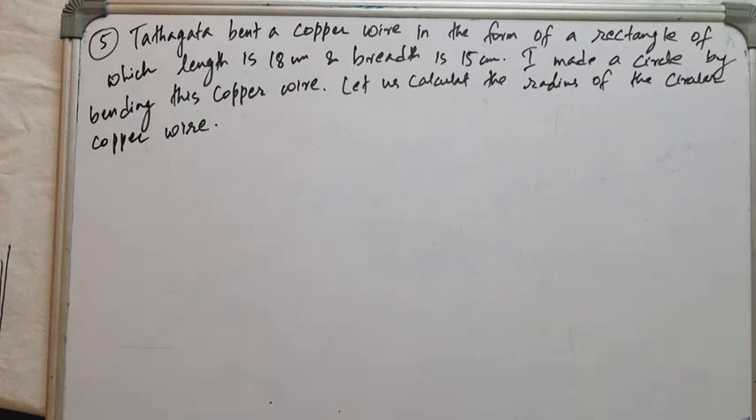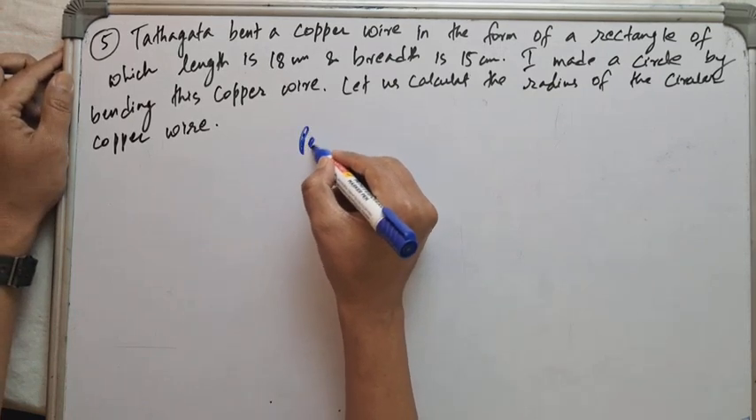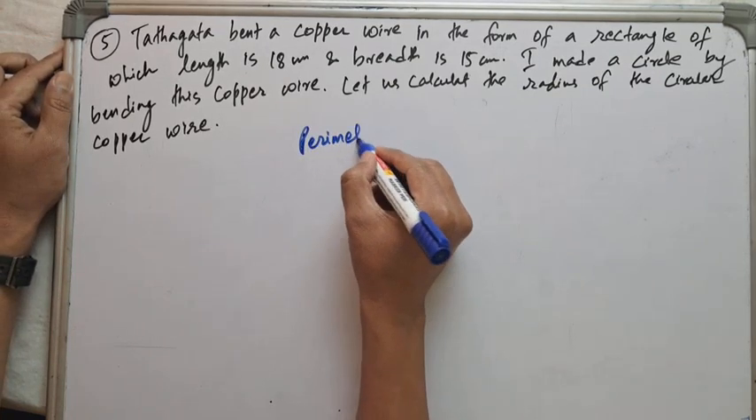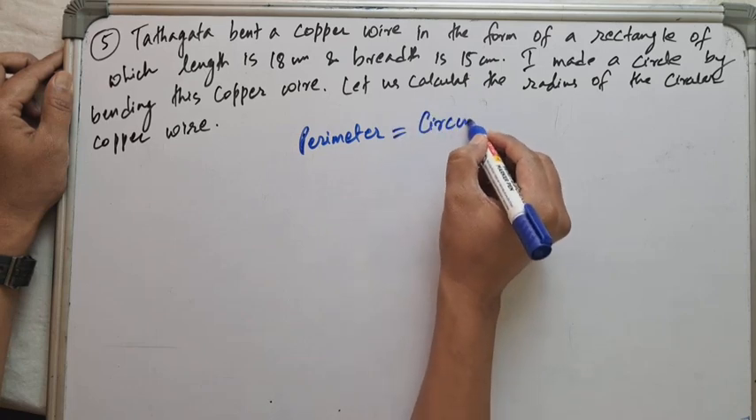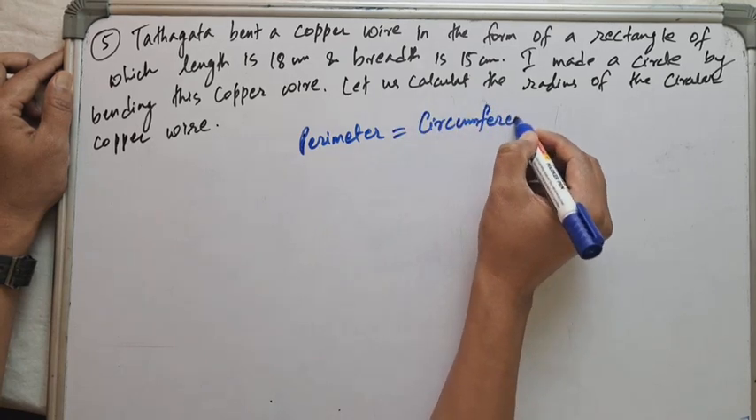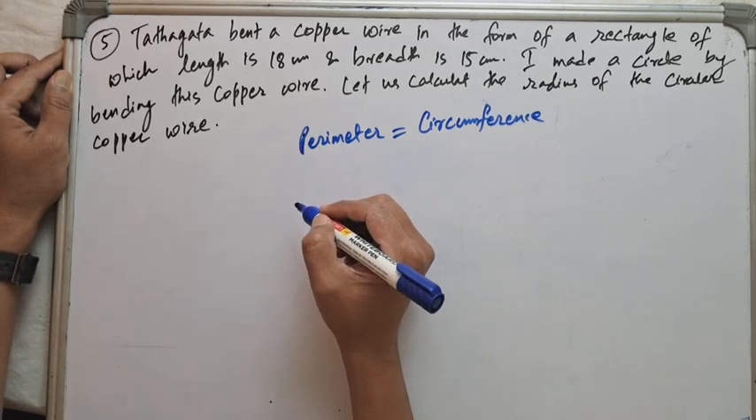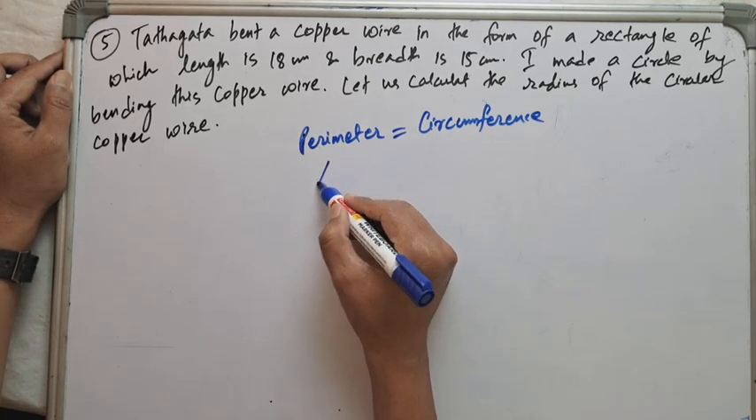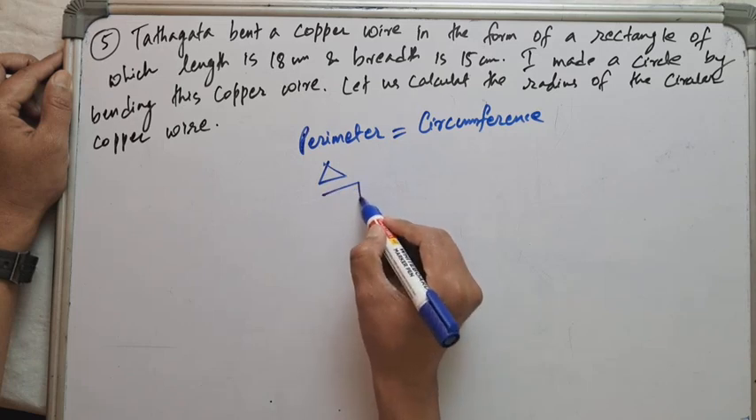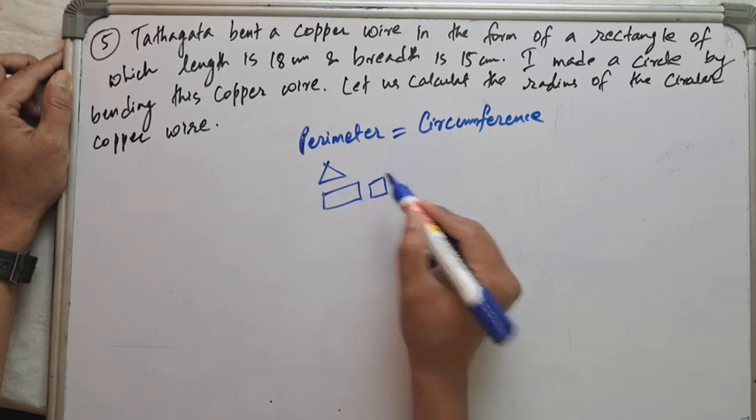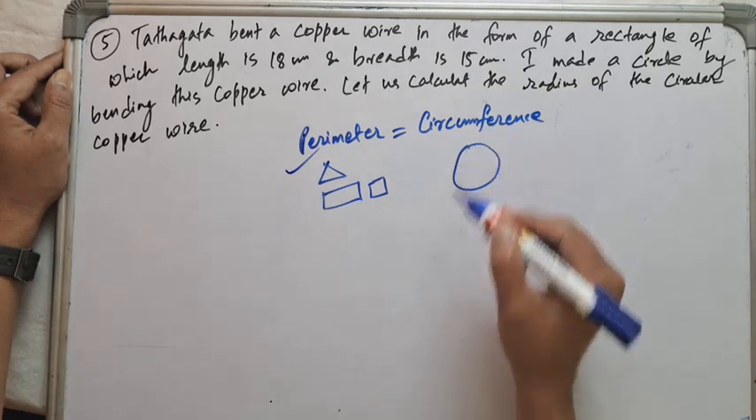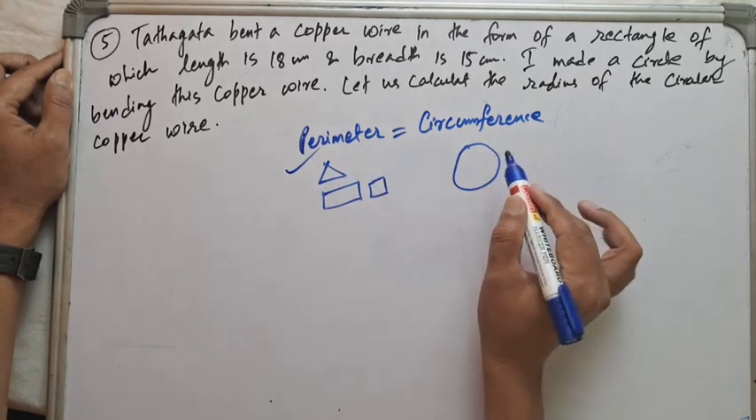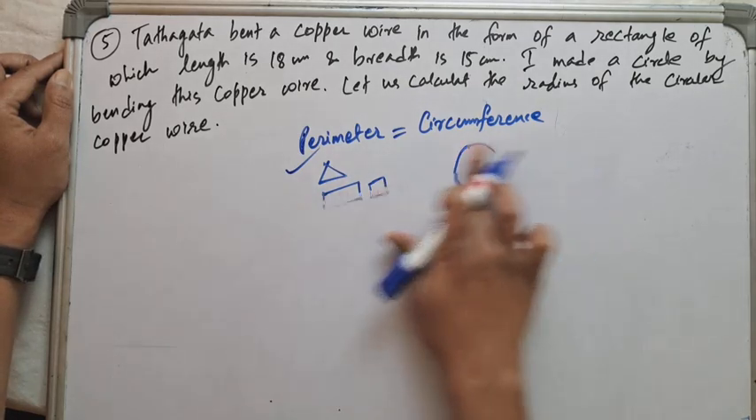Okay, so first of all, what we need to understand is perimeter and circumference are the same thing. In case of triangle, rectangle, square, etc., we say perimeter. In case of circle, we say circumference. But perimeter and circumference are the same thing. We should keep this in mind.